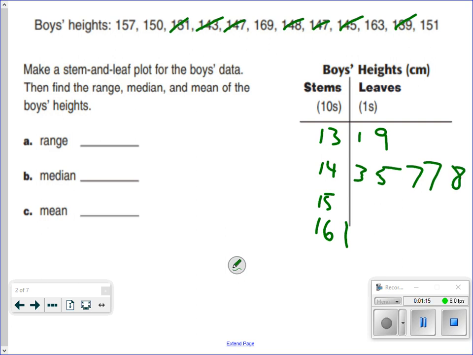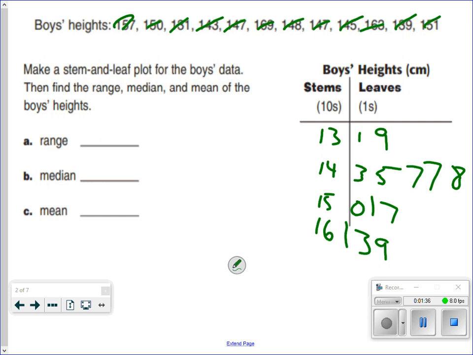So you look at the 150s. We have 150, 150, 151, and we have a 157. Now we're in the 160s, 163, and 169.